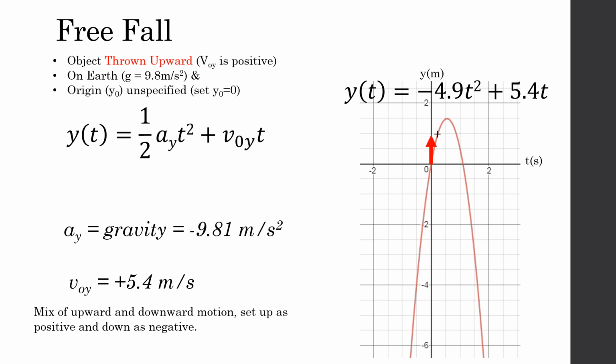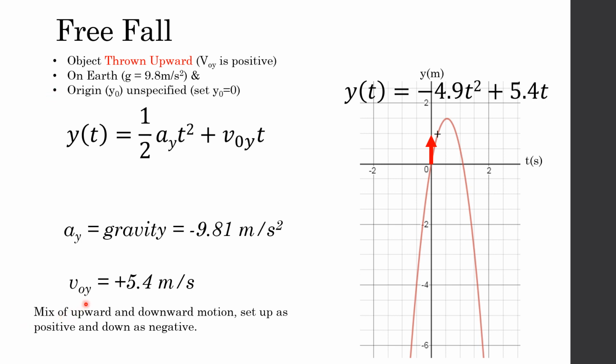So as you can see, this is a slightly more complex example. Now we have an object being thrown upward rather than just dropped. So that means that we have an initial velocity in the mix now. It is again on Earth, so we know that gravity is 9.8 meters per second squared. And the origin is once again unspecified, so we're going to set it equal to 0.